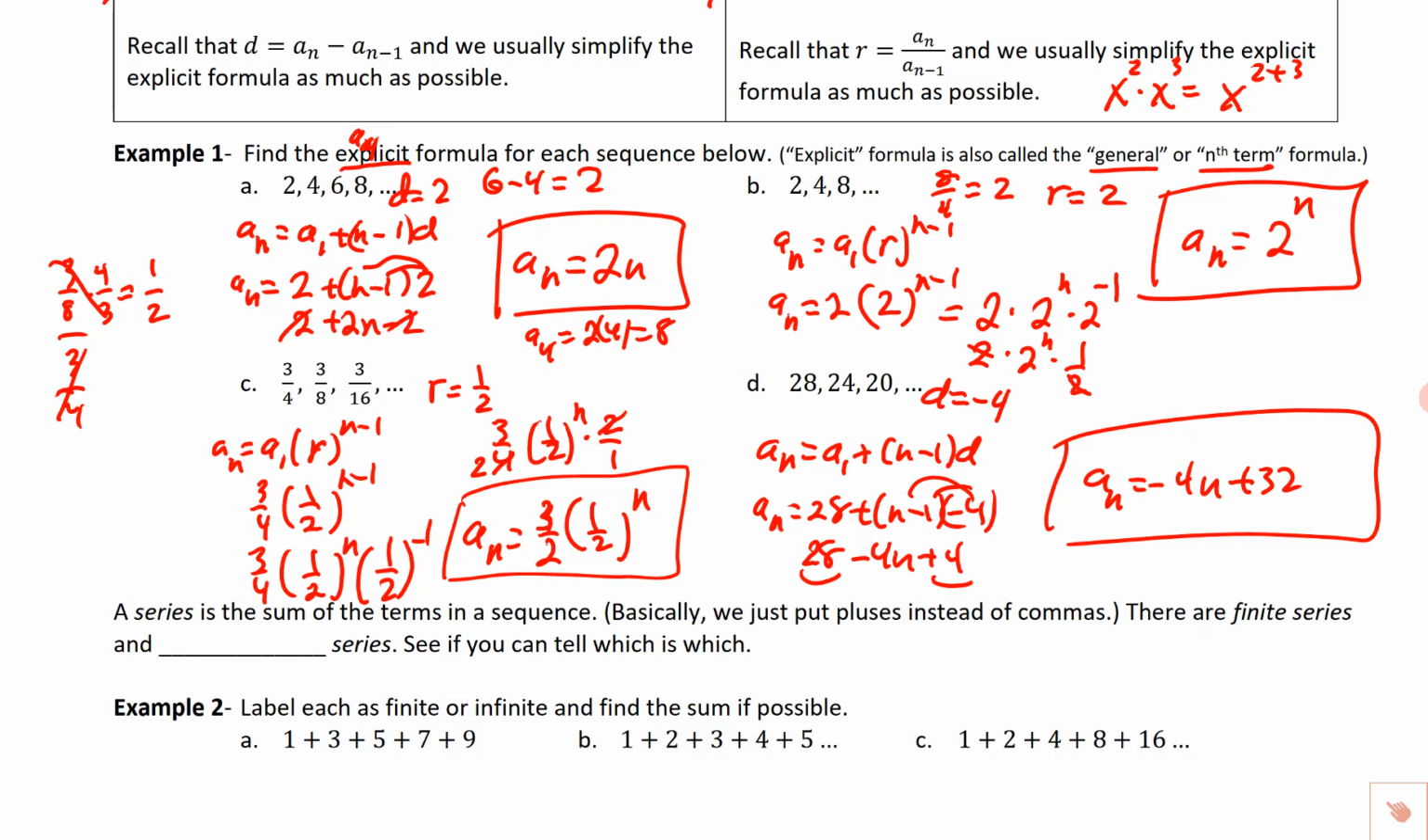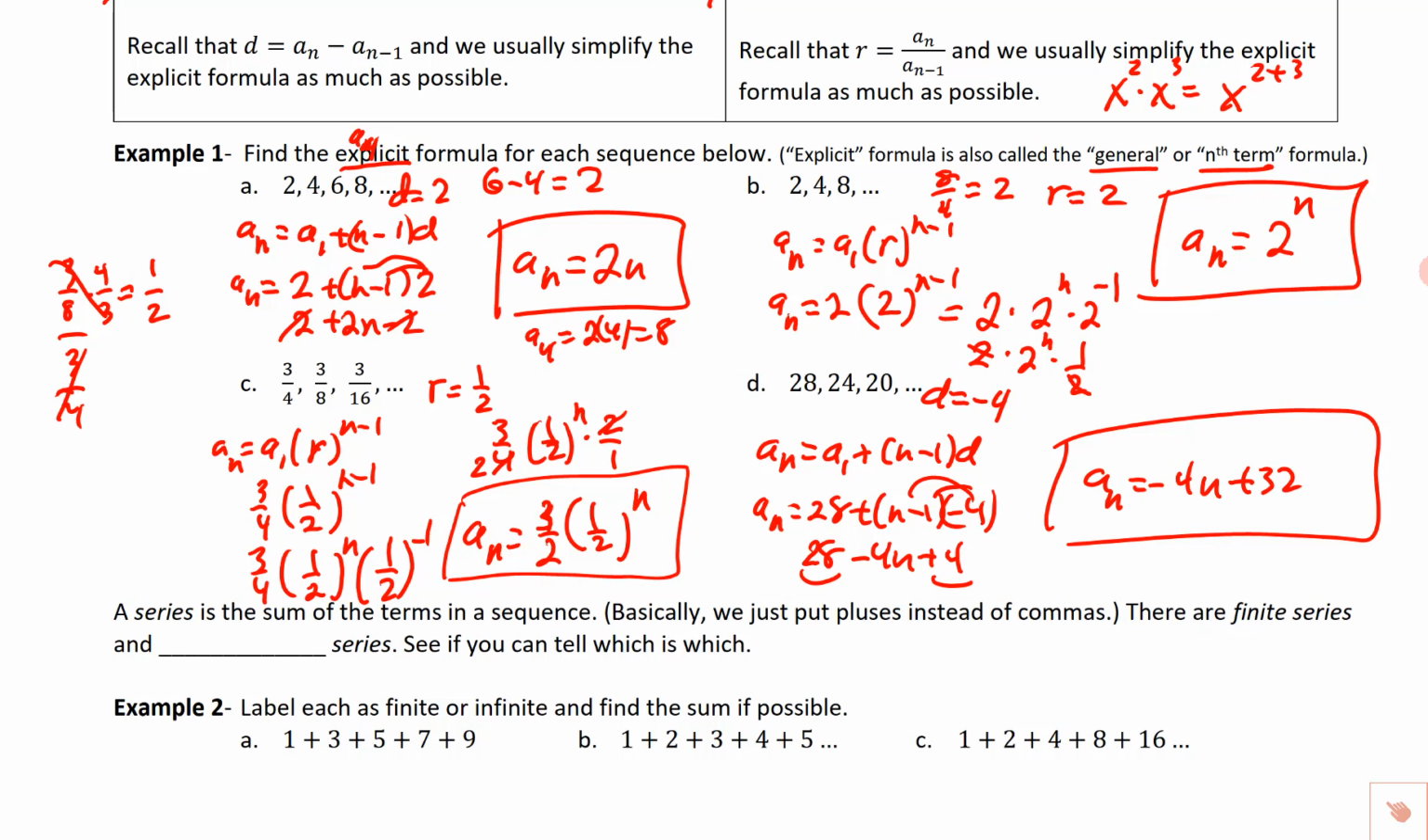Okay, raise your hand if you're done. Okay. What'd you get? 32 minus 4n. How many of you wrote 32 minus 4n? How many of you wrote something slightly different than 32 minus 4n?